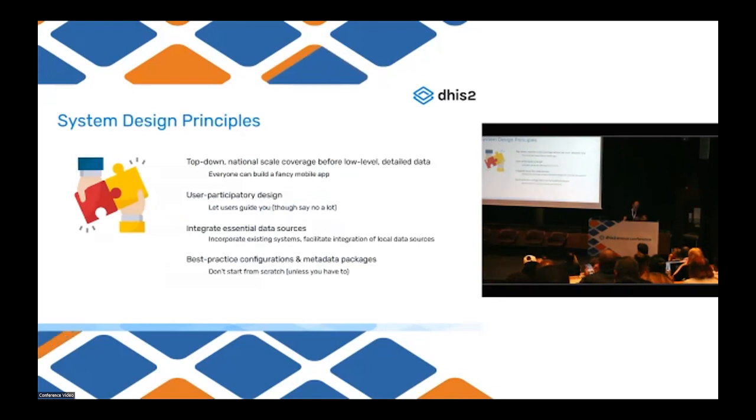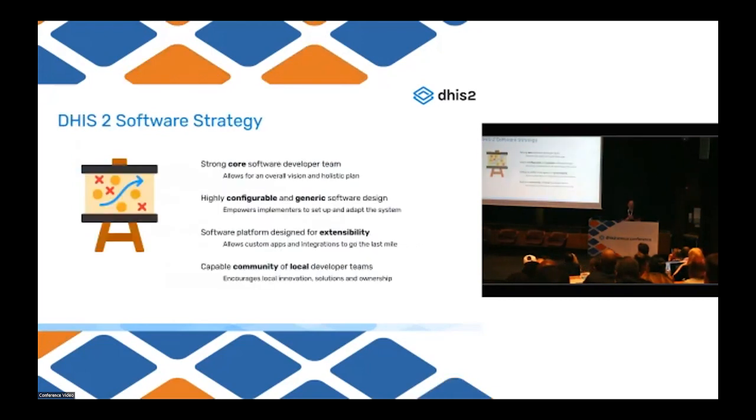Okay, we can skip ahead a little bit. So let's talk about the software strategy for DHIS2. With DHIS2, we try to have a deliberate strategy from the very beginning. And I would say a foundational piece of the strategy was to have a strong core developer team. The good thing with having a strong core developer team is that you can have an overall vision and holistic plan for the software. It allows you to build the product that you would like to build. You can have a holistic, cohesive plan.